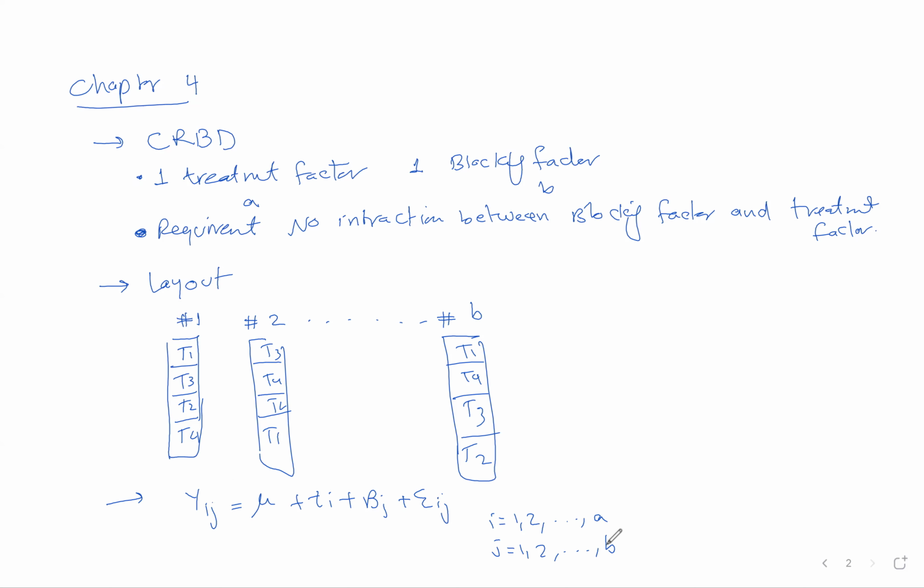If you have replication, you add k, like Yijk. But within each block, we have each treatment tested only one time. So we have no replication within each block.